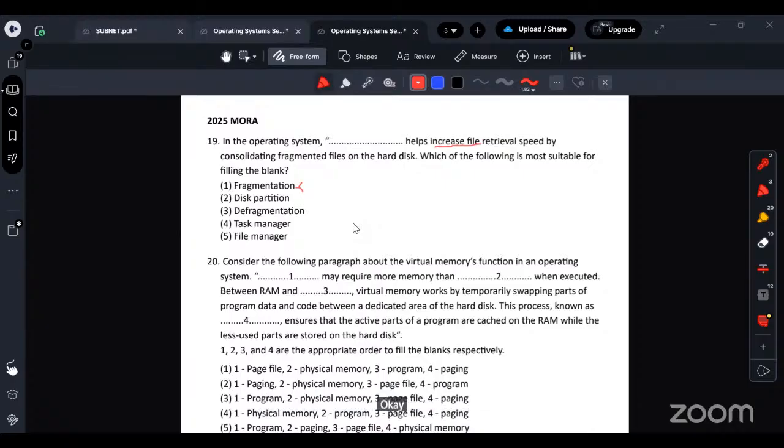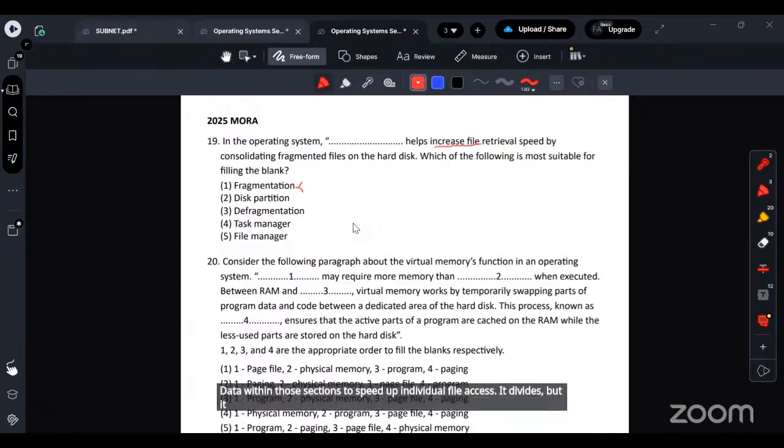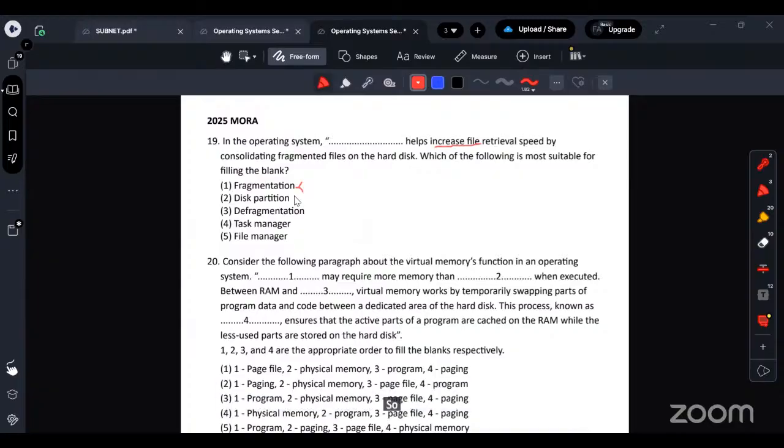Okay. Second, partition. This involves dividing a hard drive into separate logical sections. It helps with organization but does not reorganize the data within those sections to speed up individual file access. It divides, but it does not help with speeding up. So that is also wrong. Defragmentation. Yes, so defragmentation is the answer.